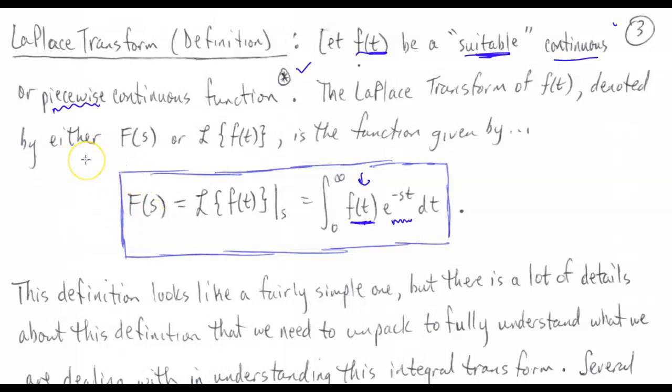Now, the way that we denote that we've taken the Laplace transform of a particular function is we either write this big F of s, or we note it this way. So those are the two known ways of denoting the Laplace transform, and we'll use that notation interchangeably as it's convenient for us.